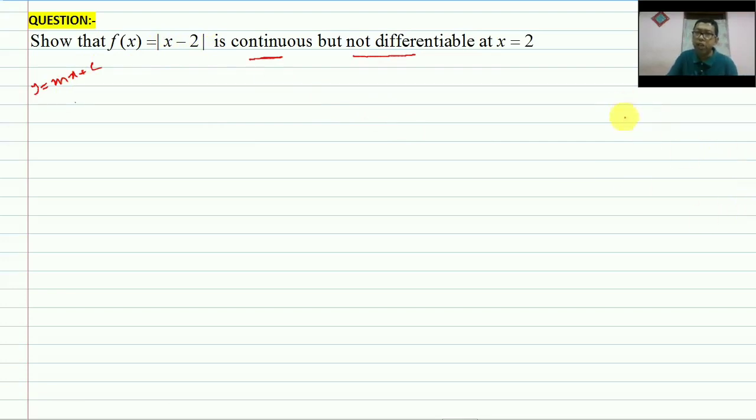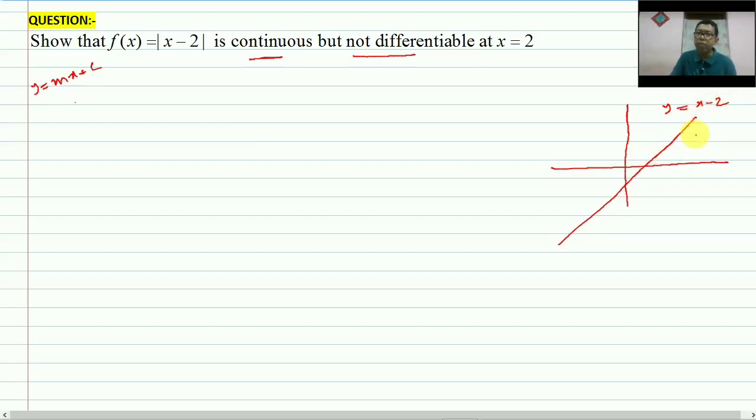This is actually a straight line because it is a linear polynomial, x minus 2. We do not discuss the modulus. Okay, first of all, you just draw the function x minus 2, and your function will be like this. This is y is equal to x minus 2.